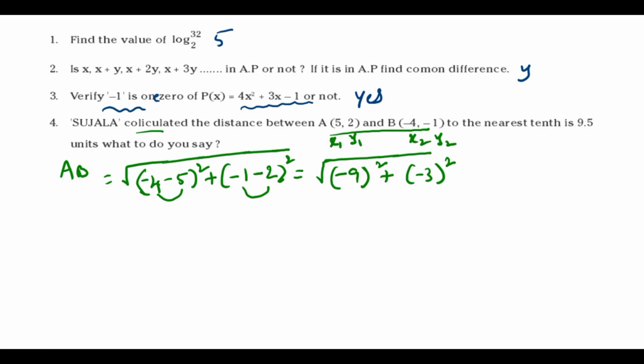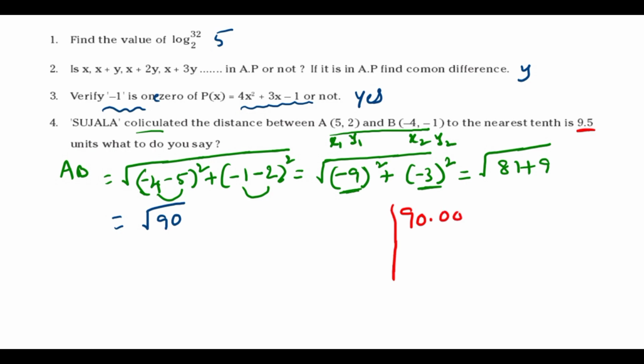So minus 9 whole square is 81, minus 3 whole square is plus 9, and 81 plus 9 is 90, so that is root 90. Root 90 we should check using the dot method. They have taken only one decimal place, so I am going to take only 2 zeros. So keep a dot here and one more dot here.